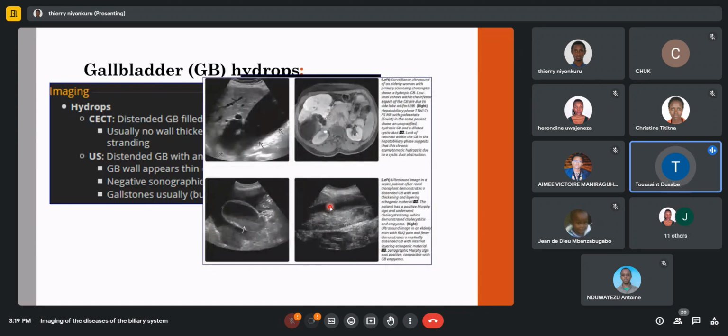Gallbladder hydrops. So we see if this is distended. To what extent? It means the long axis, how much long axis, how much short axis. So we will calculate the measurement of the gallbladder.